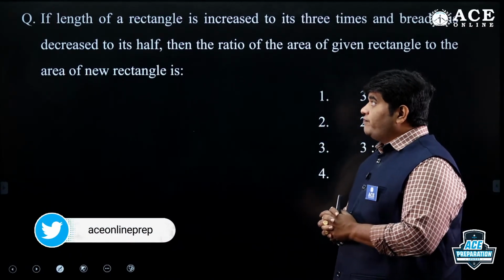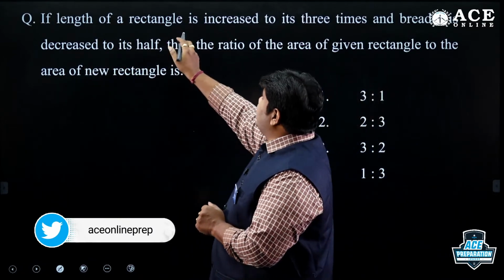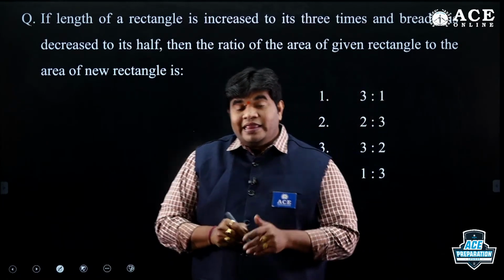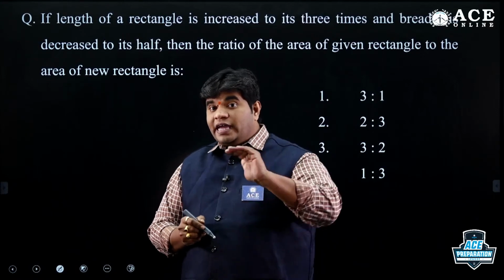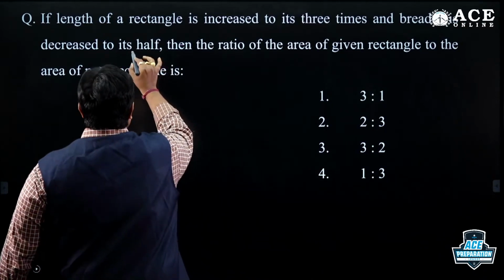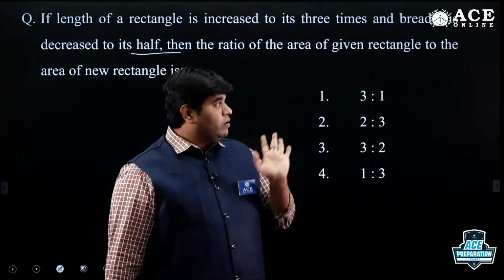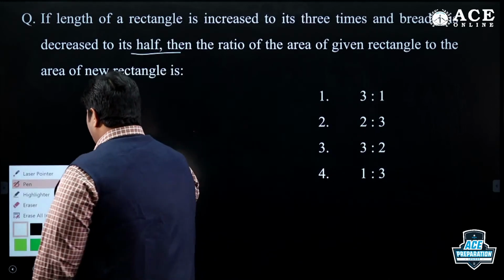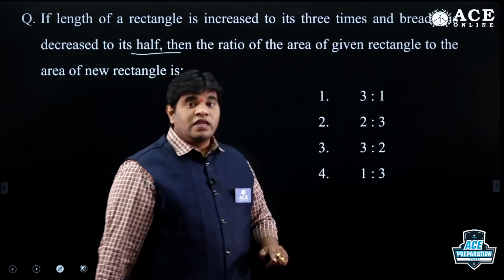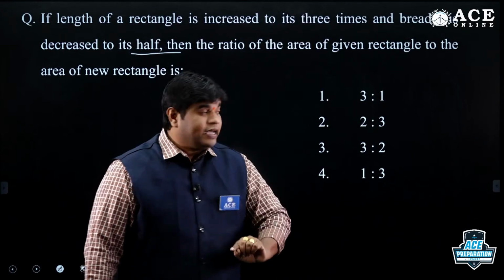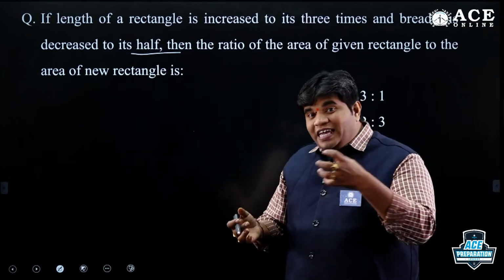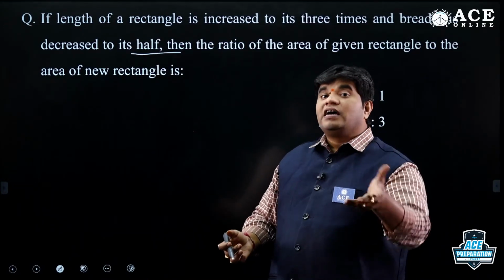Observe the first question. If the length of a rectangle is increased 3 times, L is increased 3 times, it becomes 3L. And breadth is decreased to half, so B by 2. Then what is the requirement here? The ratio of the area of the given rectangle to the area of the new rectangle. So they are asking the ratio of the given rectangle area and the new rectangle area.